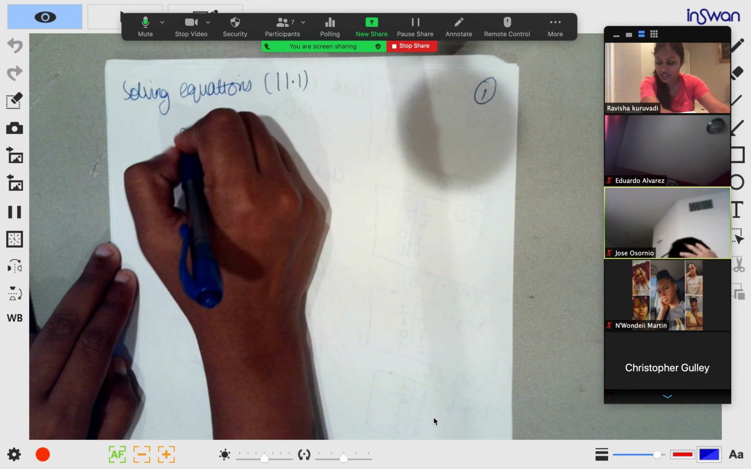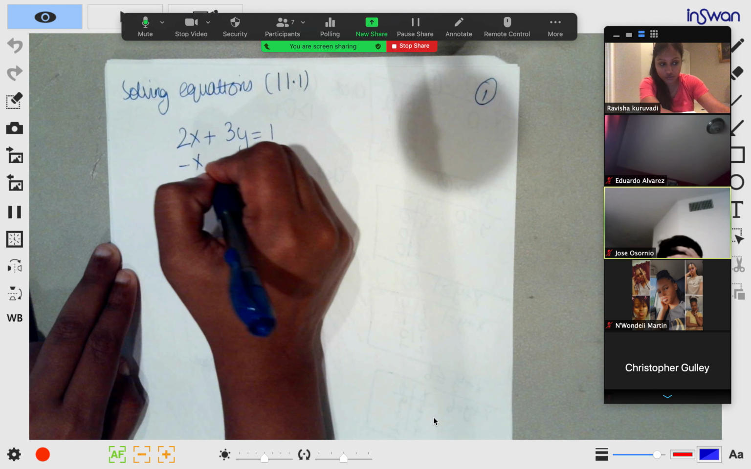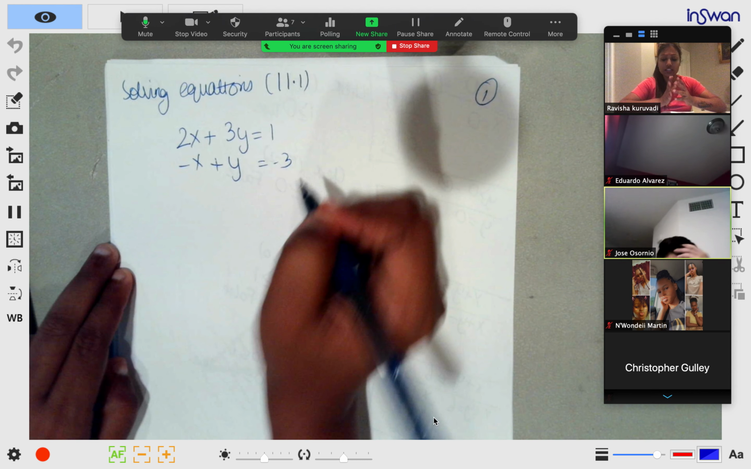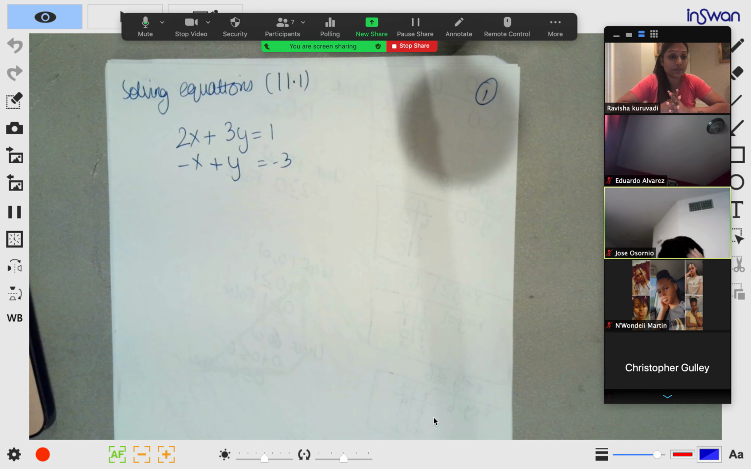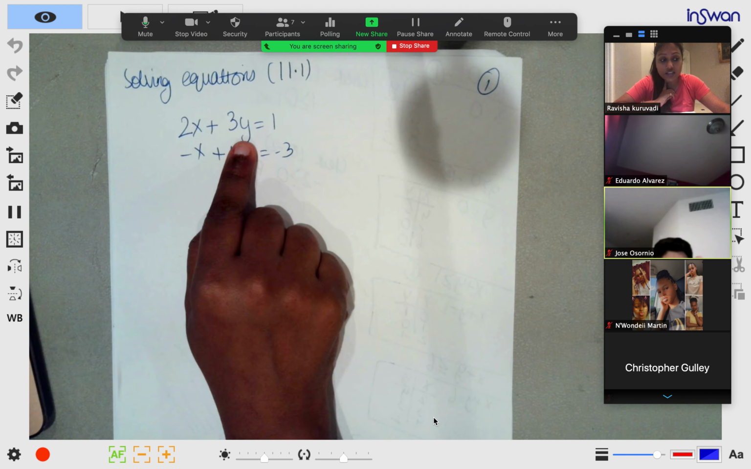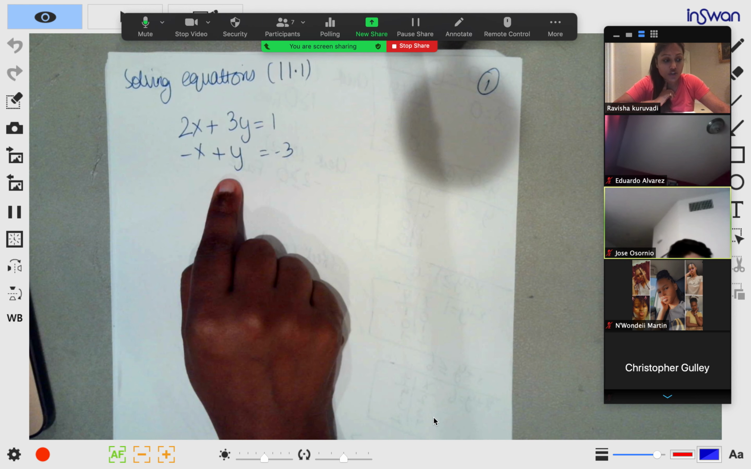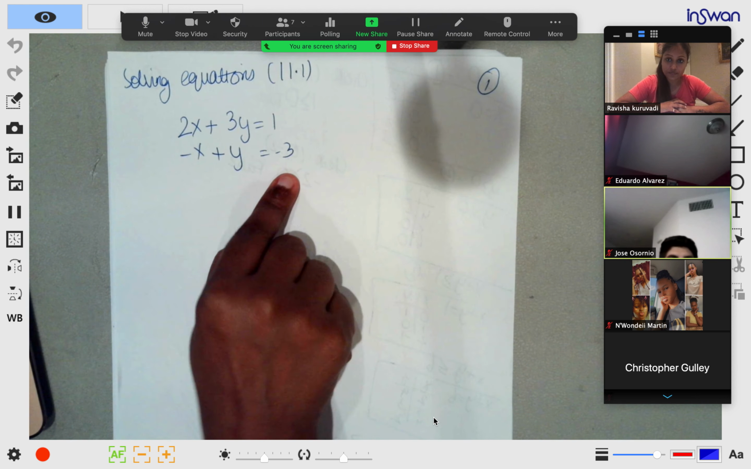I'm taking as first 2x plus 3y is equal to 1, minus x plus y is equal to negative 3. You are given these two equations. You have to solve them. What they mean by solving is you have to find the value of x and y, such that when you plug the same x and y in the first equation, it should come out to be equal to 1, and the same x and y in the second equation, it should come out to be equal to negative 3.